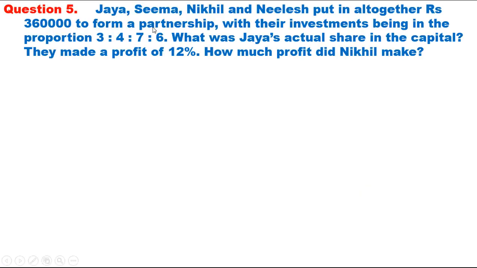Question 5. Jaya, Seema, Nikhil and Nilesh put in altogether rupees 3,60,000 to form the partnership, with their investment being in the proportion of 3:4:7:6. What was Jaya's actual share in the capital? They made a profit of 12%. How much profit did Nikhil make?